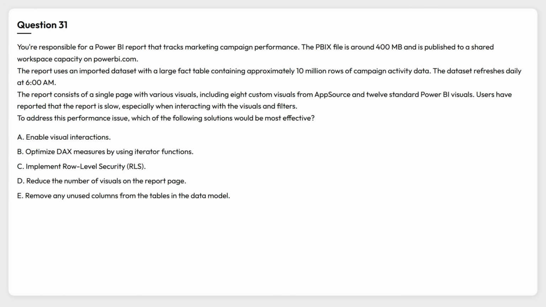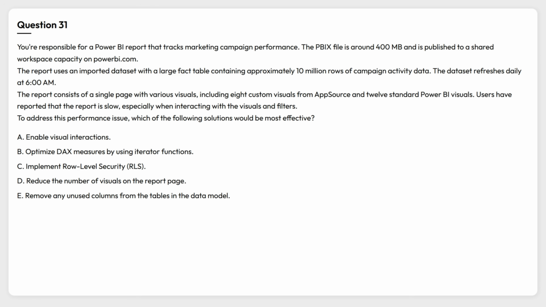Question number 31. You are responsible for the Power BI report that tracks marketing campaign performance. The PBIX file is around 400 MB and is published to a shared workspace capacity on powerbi.com. The report uses an imported dataset with a large fact table containing approximately 10 million rows of campaign activity data. The dataset refreshes daily at 6 a.m.